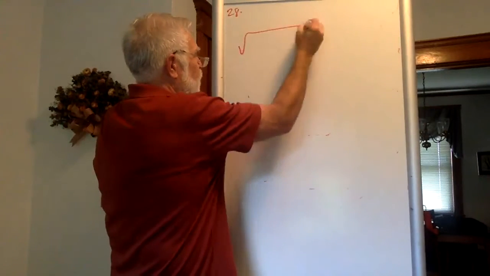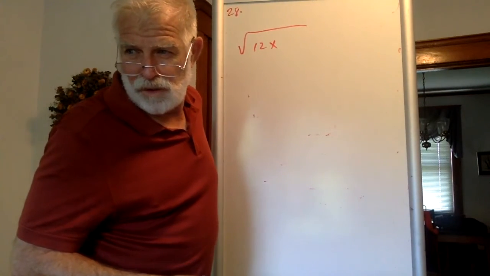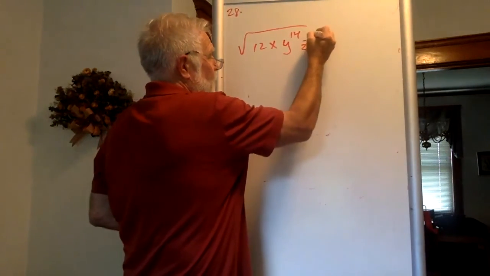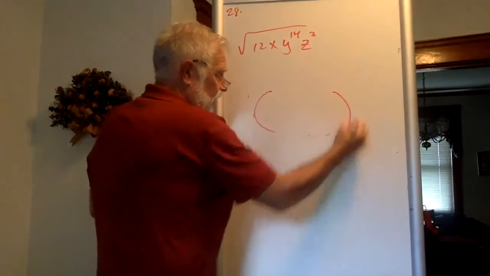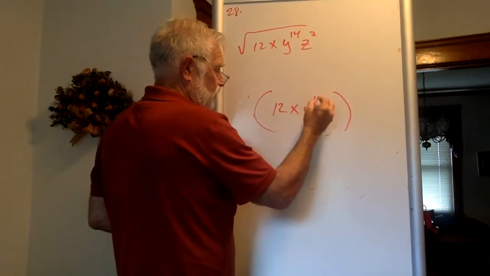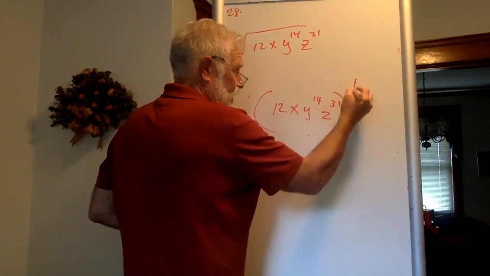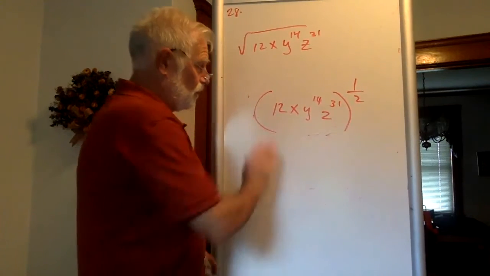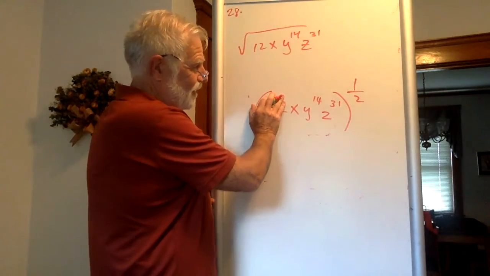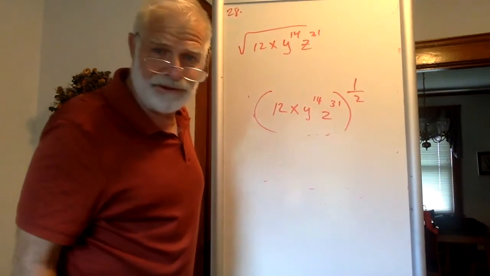The square root of 12x y to the 14th z to the 31, which is the same thing as saying 12x y to the 14th z to the 31 raised to the 1/2. Well, I hope we can see that exponents are no problem here, right? You're really just doing 14 divided by 2, and 31 divided by 2 with a remainder, right?